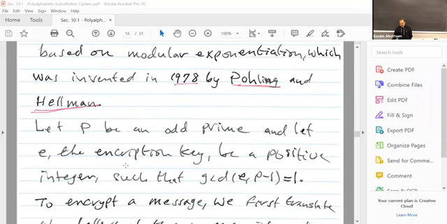And we can describe it like this. We're going to take P to be an odd prime. Usually it's going to be a large odd prime. For our purposes and examples, we're going to take, of course, not a very large one, but a shorter one. And we're going to let E, the encryption key, be a randomly selected integer with the property that it is relatively prime to P minus 1.